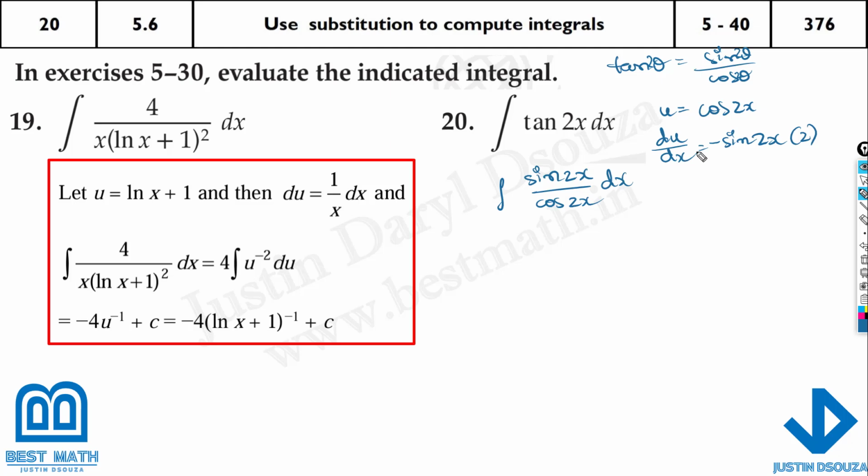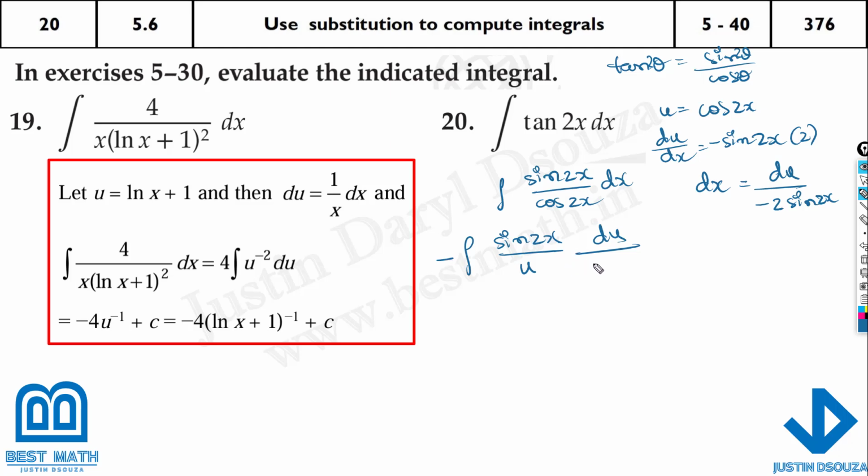Now then what is dx? dx will be equal to, going up, this goes all down, minus du divided by 2 times sine 2x. So now let's rearrange this question. Sine 2x remains, divided by cos 2x, which is u. And what is dx? dx is du divided by minus 2 sine 2x. I'm going to write the minus outside. The reason why I always write the minus outside is that sometimes if I put it inside here, I forget it in the next step.